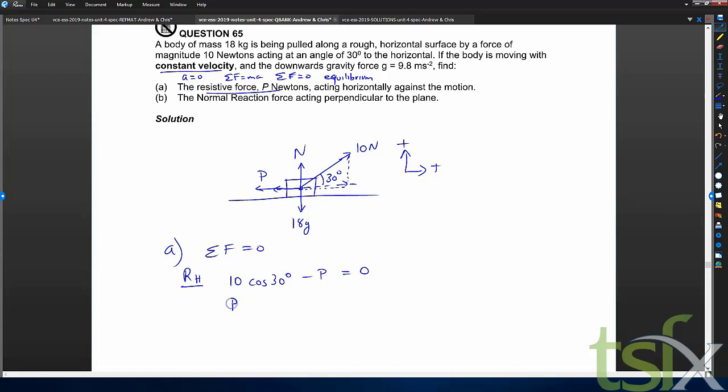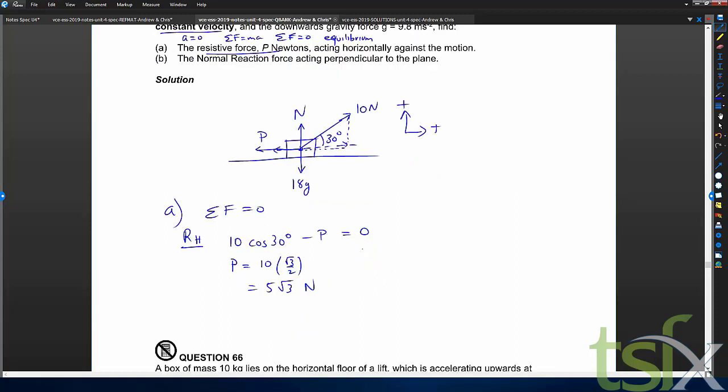All right. So P, and what's cos 30? Root 3 on 2. So that's going to be 5 root 3. Is that correct? Yep. Don't forget your newtons. Part B. Let's do part B over here.